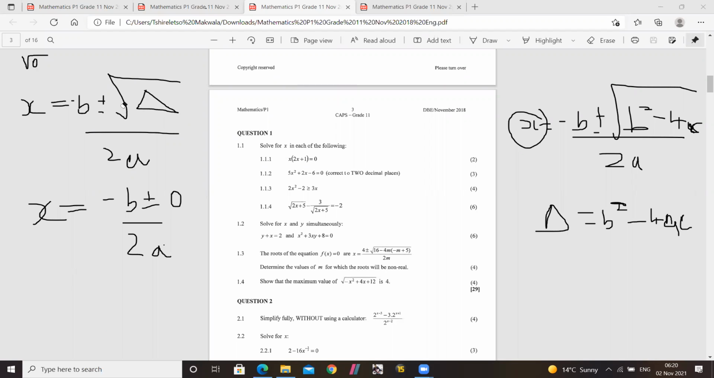Do you see when delta is equal to 0, what happens to this one? These things are the roots. So when delta is 0, what happens to the roots? The roots are, number one, equal, because that x is equal to that x. So we have equal roots, because those x's are equal.